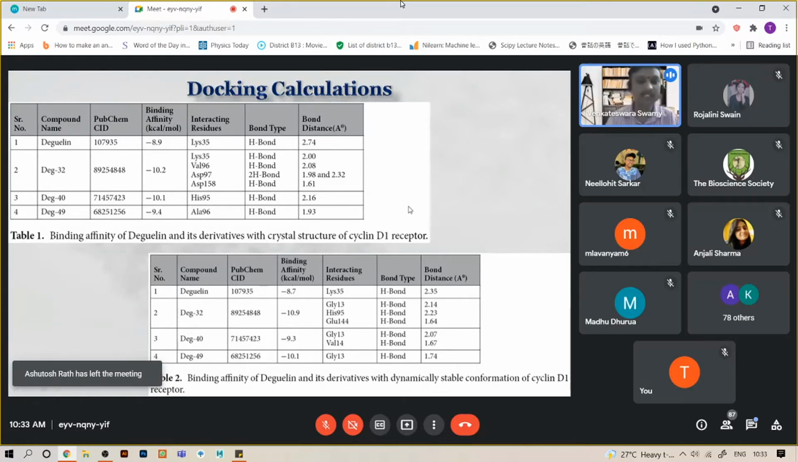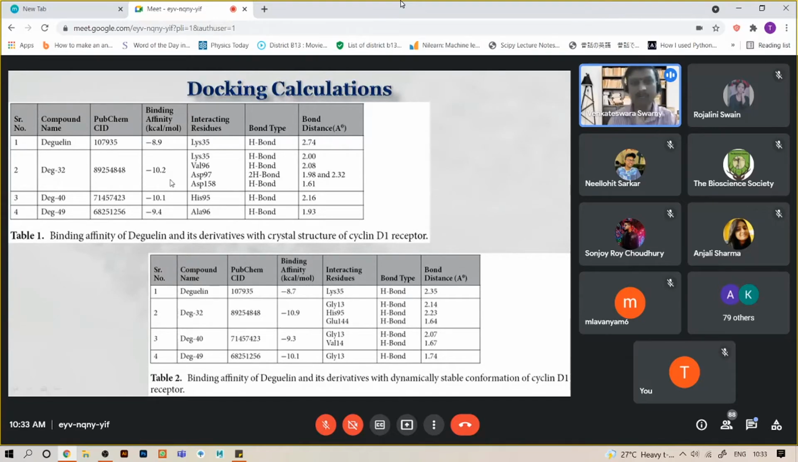Here we have just listed the top 4 molecules. Number 1 is the degulin. Here we can see the binding affinity is minus 8.9 kilocalories per mole. This is the binding affinity energy. But when you look at degulin 32, the molecule has a minus 10.2, so it is a lower value. If you take the number line, we can see minus 8, minus 9, minus 10. That means it goes down. So the lowest binding interaction energy shows the best binding molecule.